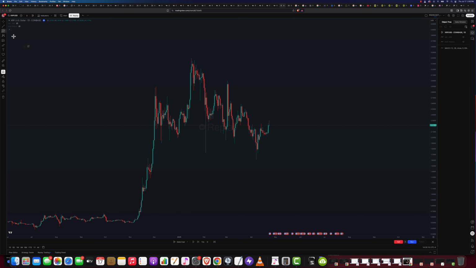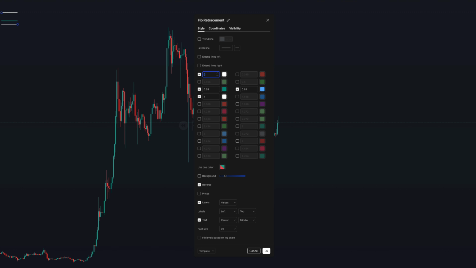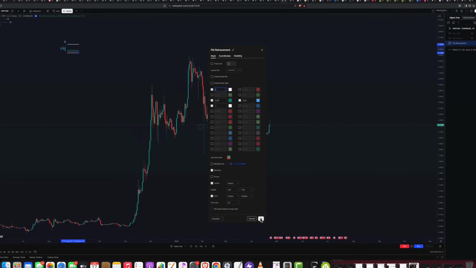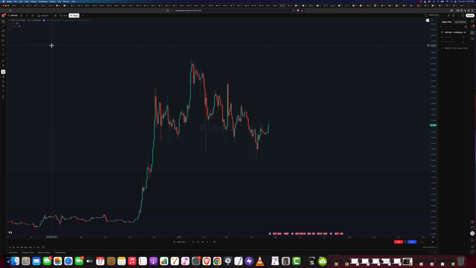Go to the menu, click the Fib retracement tool, go into the settings, and you want to make sure that 0 is checked, 0.69, 0.81, 1, reverse, and levels is checked. Once those are checked off, click OK. Let's go ahead and delete that. Go ahead and select the Fib retracement.